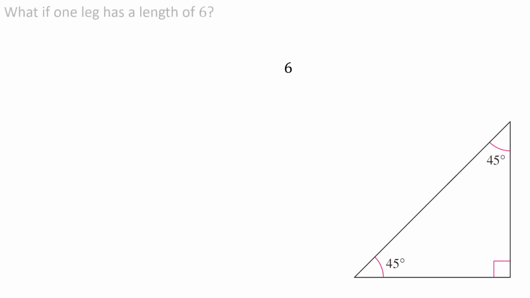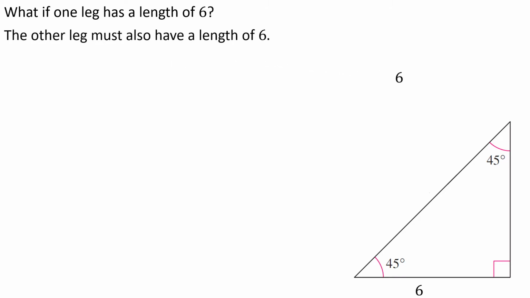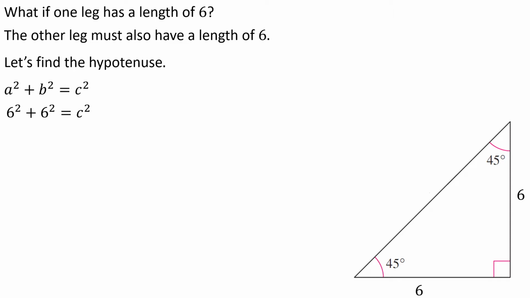Okay, now if I call one of the legs to have a length of 6, well, since 45 degrees equals 45 degrees, if one leg is 6, the other leg must also have a length of 6. Now, our special trick says that the hypotenuse should be 6 root 2. Let's see if it is 6 root 2. A squared plus b squared is c squared. I can plug in the values for the legs. Take the square root of 72.